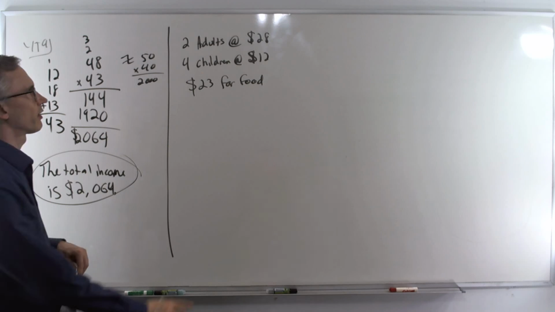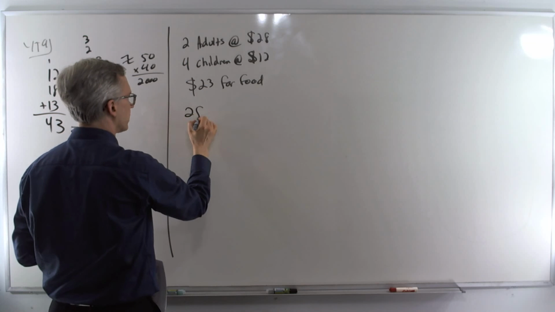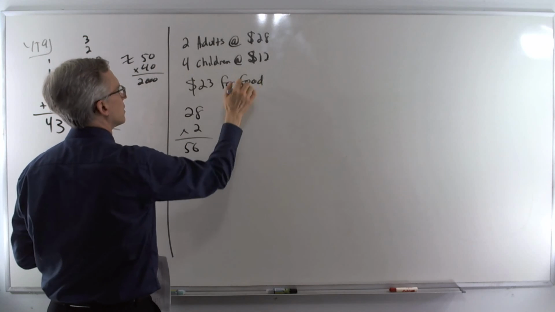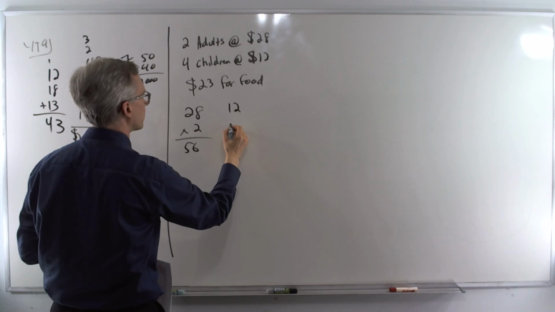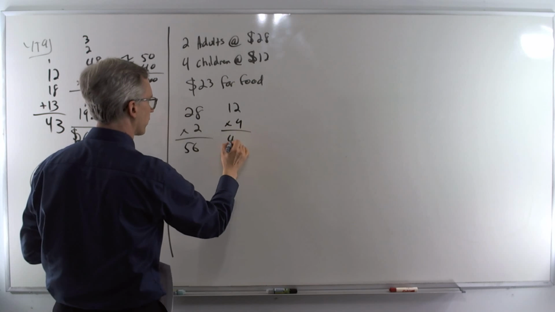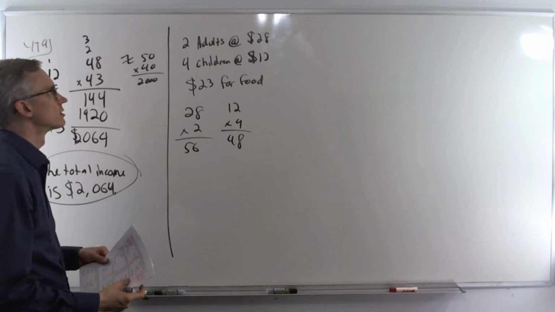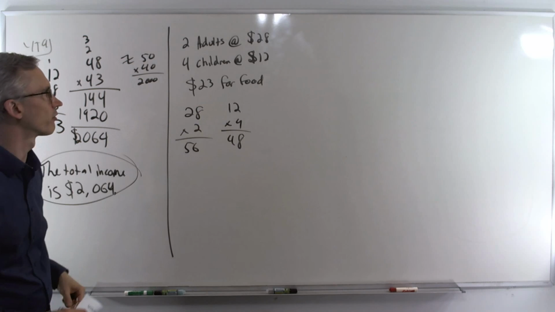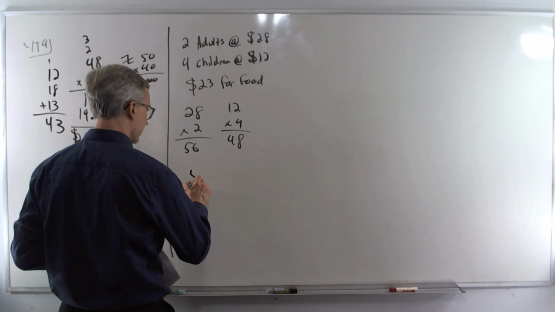So the adults are the same price, so we can multiply. So that's 28 times 2, or 56. Same thing with the kids. We can multiply here. 12 times 4 gives us 48. All right, so the price then is 56 for adults, 48 for kids, and 23 for food. So we'll add all three of those together.